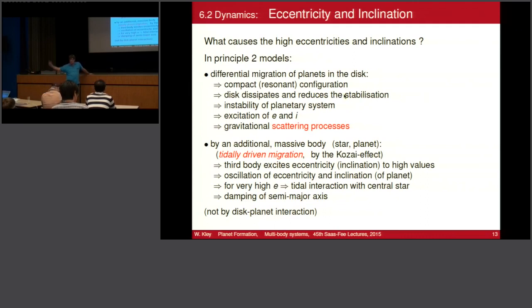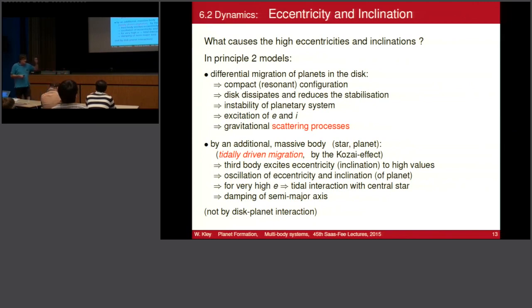Okay, the configuration becomes compactified. The eccentricities rise during this compactification process, okay? And the eccentricities can become very high when they approach each other. And the disk is still there. The disk is acting as a damping agent. As we have seen, the disk always tends to damp eccentricities. I've mentioned this yesterday briefly. The presence of the disk tends to damp eccentricities.